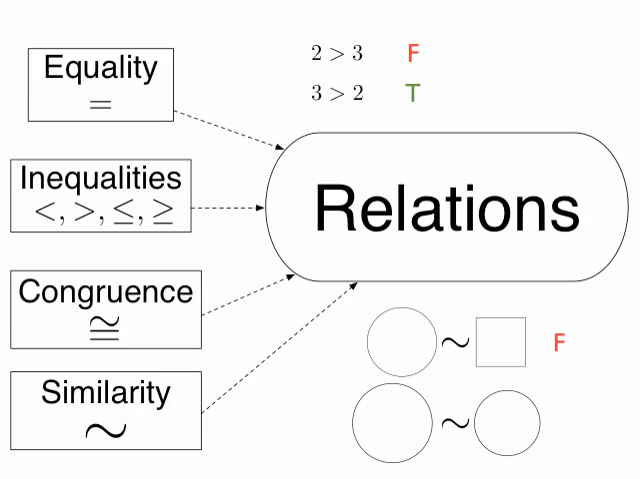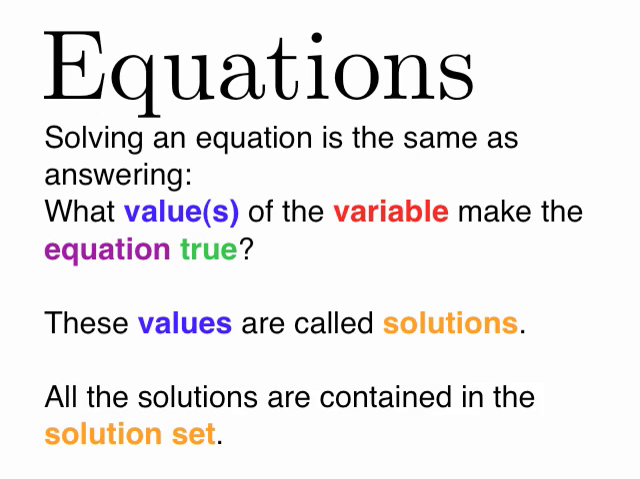This circle over here is, in fact, similar to the smaller circle because that's what similarity means. They have to be the same shape. They could vary in size, but the basic shape has to be the same. And therefore, this is true. We can take any two shapes and make this comparison. So, therefore, they are relations.